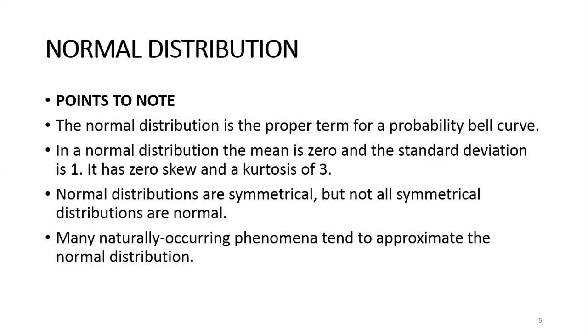Now, the key point to note is that the normal distribution is the proper term for a probability bell curve. In the standard normal distribution, the mean is 0 and the standard deviation is 1. It has 0 skew and a kurtosis of 3.